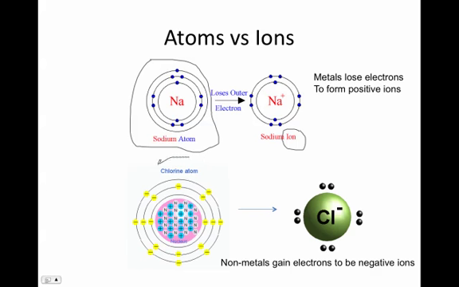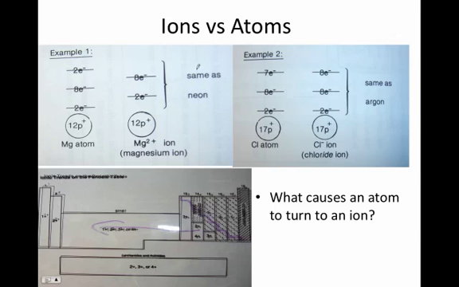And here's a chlorine atom. Its overall charge between the protons and the electrons is 0. However, sometimes things happen to the chlorine atom, radiation, heat, and it might form an ion which has an unbalance between the number of protons and electrons, giving it a charge. In the case of chlorine, a 1 negative charge. In the case of sodium, a 1 positive. So again, atoms versus ions.